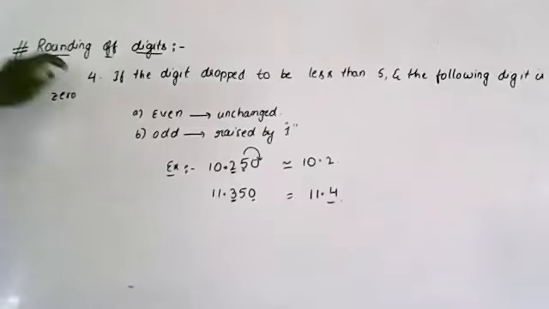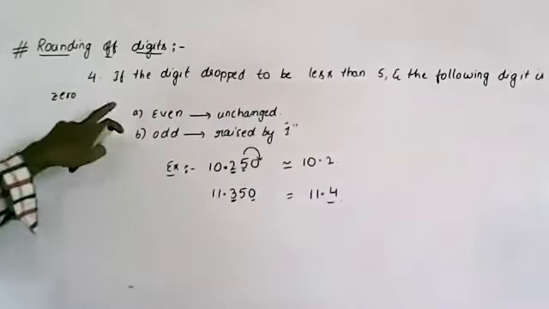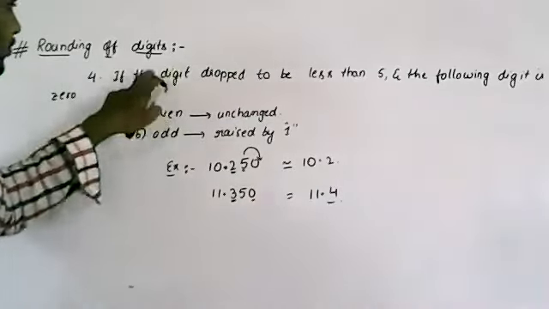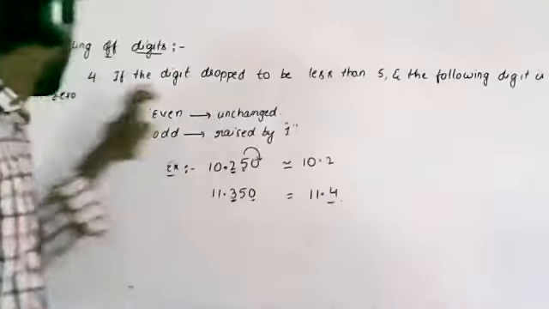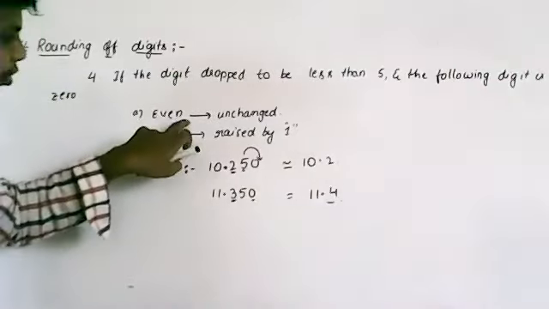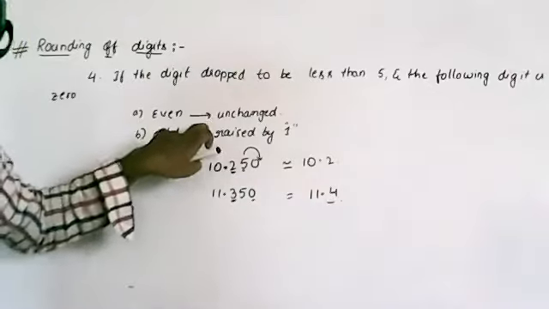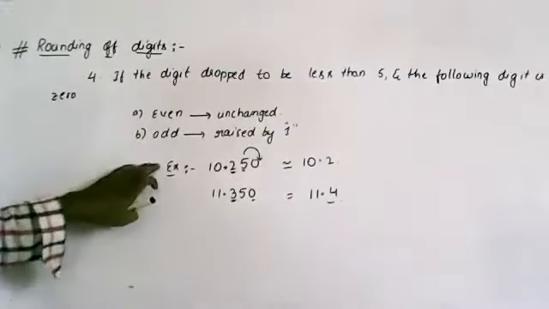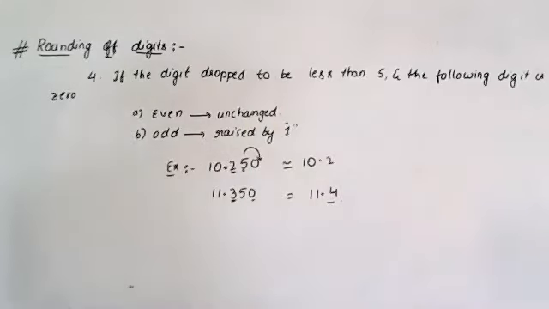So you can write this as 2 different points. If the digit dropped is less than 5, then the following digit is 0. And if the number preceding is even, then the number is unchanged. If it is odd, then the number is raised by 1. Like that you can write 2 points, no problem. But instead of wasting time with 2 points, I'll just tell it like 1 point. Yeah, increased by 1. Good, Prithvi Hegde.